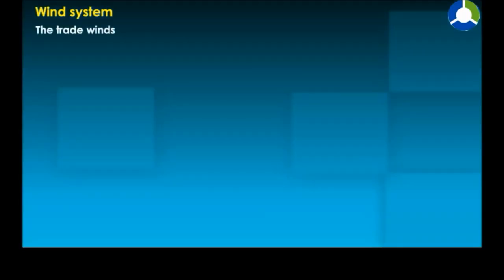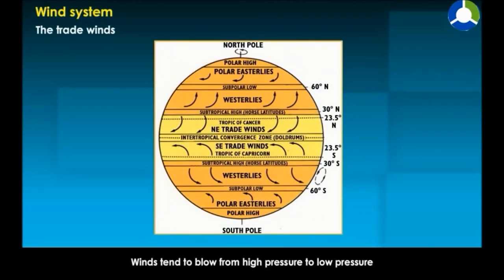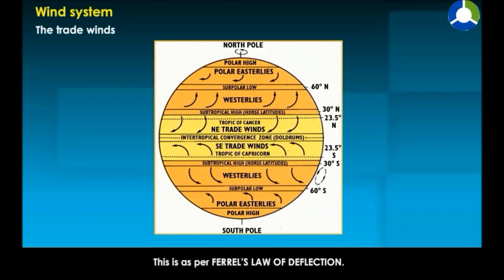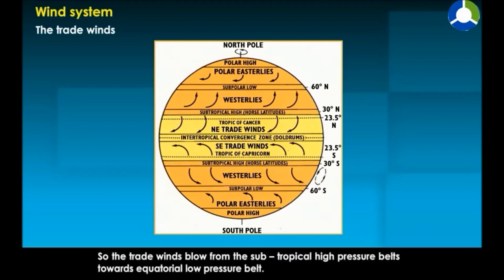The trade winds. Winds tend to blow from high pressure to low pressure, but they are deflected to the right in northern hemisphere and to the left in southern hemisphere. This is as per Ferrel's law of deflection. So, the trade winds blow from the subtropical high pressure belts towards equatorial low pressure belt.